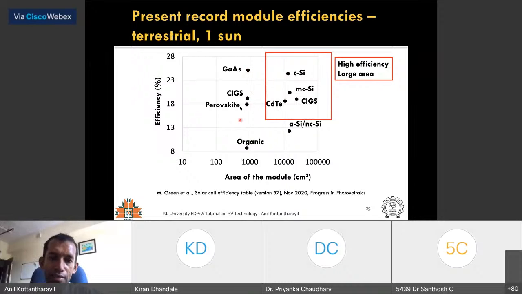Gallium arsenide area is much smaller, one tenth or even smaller than that. You can see that this was close to 30% for cells at 1 centimeter square, whereas at 1000 centimeter square it is now about 25%.